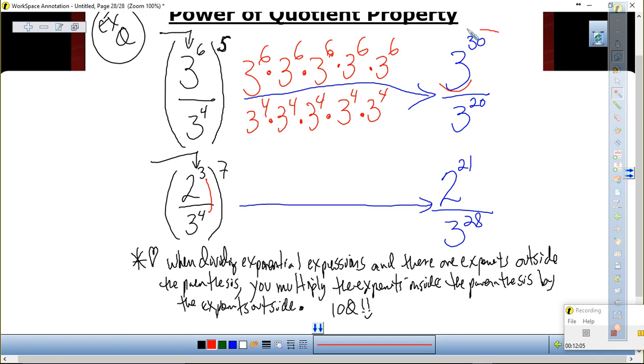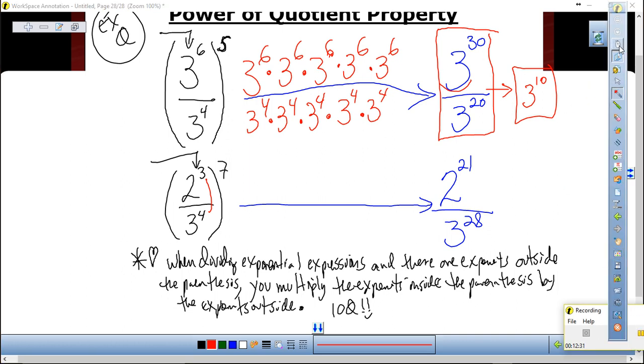However, would you leave your answer like this? No. What other property do we use at this point? Quotient of powers. So what would be the simplification for this, everyone? 3 to the 10. Write that down, please, and copy this so you can have it as reference. When in doubt, factor out.